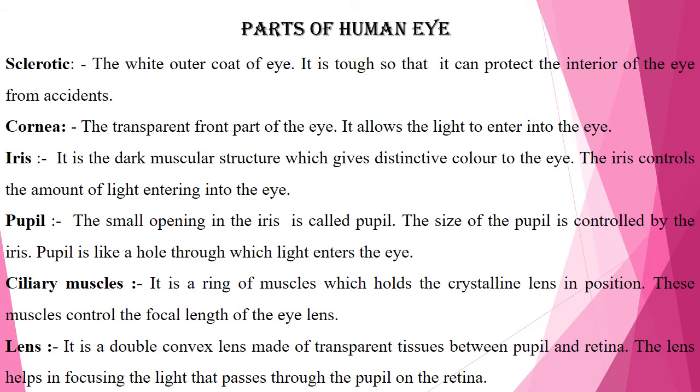Ciliary muscles, it's a ring of muscles which holds the lens in its position. These muscles control the focal length of the eye lens. Lens. Human eye has a double convex lens and it is made up of transparent tissues between pupil and retina, and the lens helps in focusing the light that passes through the pupil on the retina.